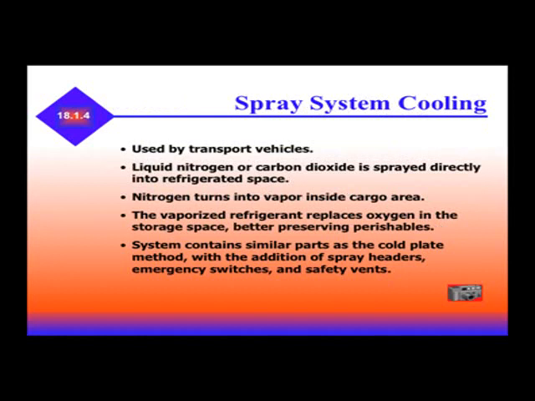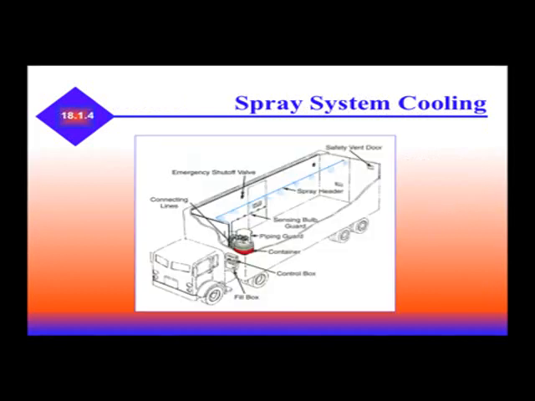Spray system cooling is also used by transport vehicles. Liquid nitrogen or carbon dioxide is sprayed directly into the refrigerated space. Nitrogen turns to vapor inside the cargo area. The vaporized refrigerant replaces the oxygen in the storage space, better preserving perishables. Systems contain similar parts as the cold plate method with the addition of spray headers, emergency switches, and safety vents.